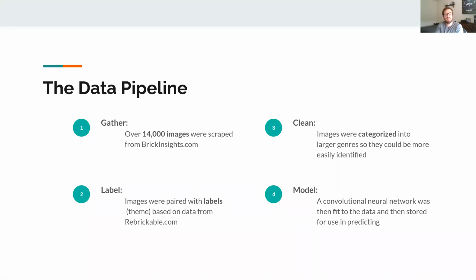So for a data pipeline, the first thing I had to do was gather the images. I searched through over 1,400 images that were scraped from brickinsights.com, and then I paired those images with label data, which came from rebrickable.com. I then had to clean the categories, which I'll talk a little bit more about on the next slide. And then I fit a CNN to the data, which I then stored to use in future predicting.